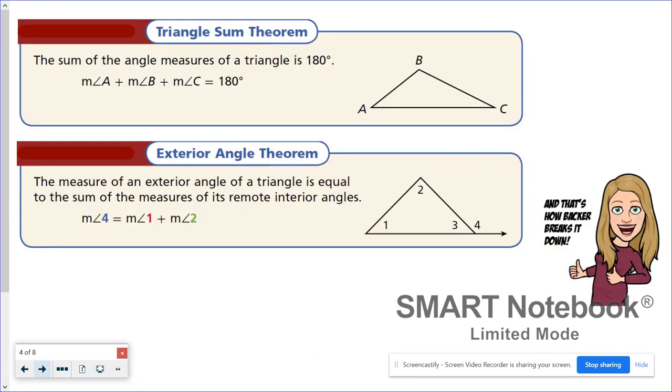Applications of the triangle sum theorem and the exterior angle theorem. The sum of the angle measures of a triangle is 180 degrees. The measure of an exterior angle is equal to the sum of its two remote interior angles.